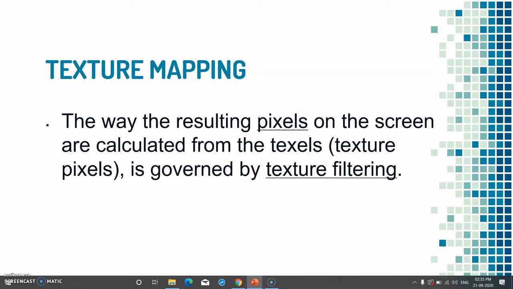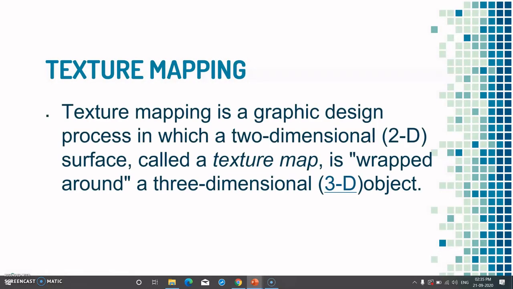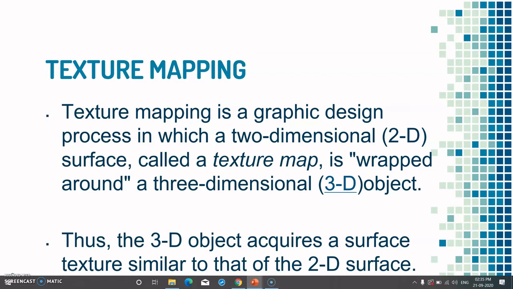Okay, the way the resulting pixels on the screen are calculated from the texels. Here we say texels because they are texture pixels, and this is governed by texture filtering. The fastest method is to use exactly one texel for every pixel. So for each and every pixel, we consider it as a texture pixel or texel. Texture mapping is a graphic design process in which a two-dimensional (2D) surface, called a texture map, is wrapped around a three-dimensional (3D) object. Thus the 3D object acquires a surface texture similar to that of the 2D surface.